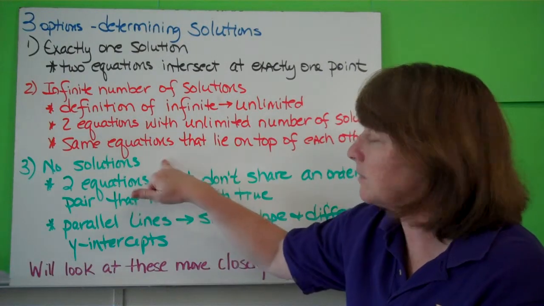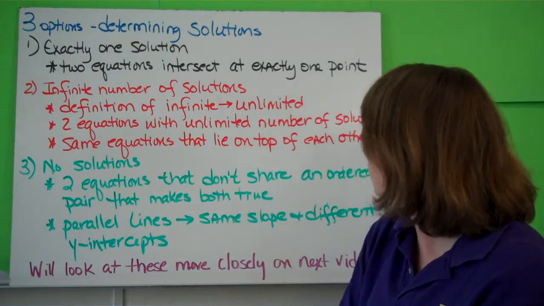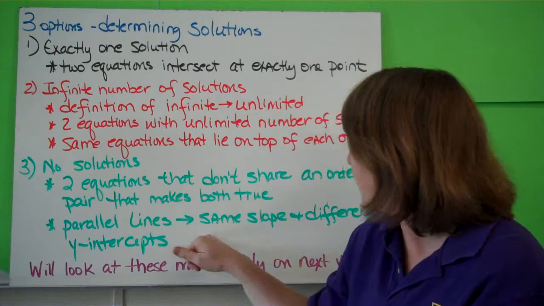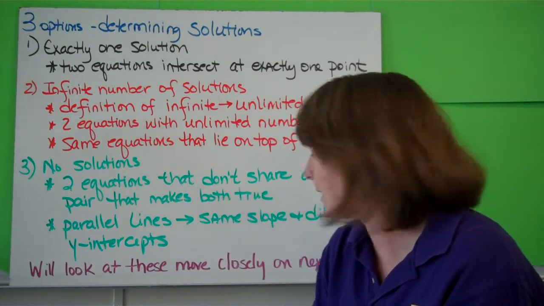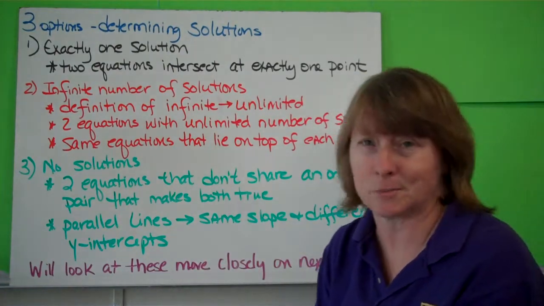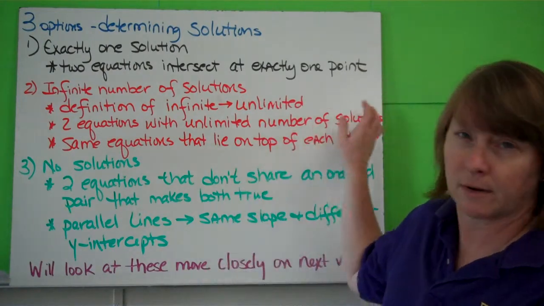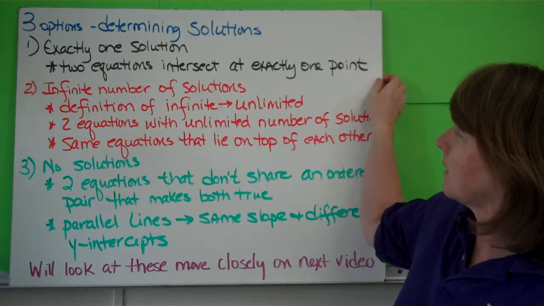You can also have no solutions. And that's 2 equations that don't share any ordered pairs that make them true. These are parallel lines. They have the same slope, different y-intercepts, and they will never cross each other. We'll look at these more closely in the next video.